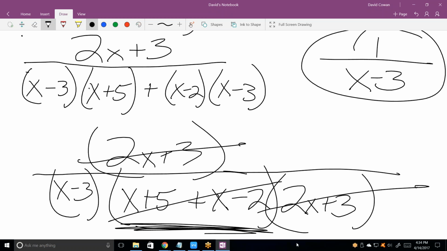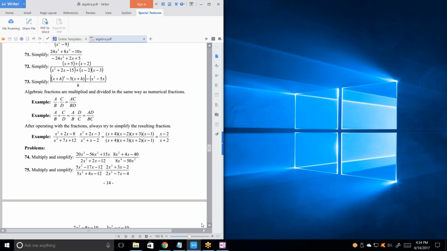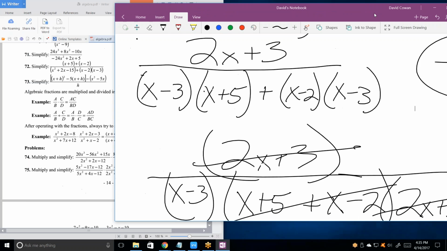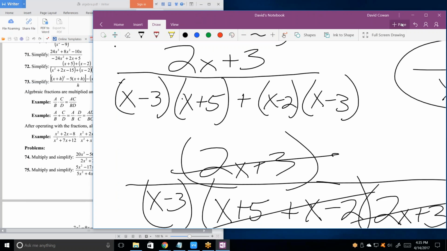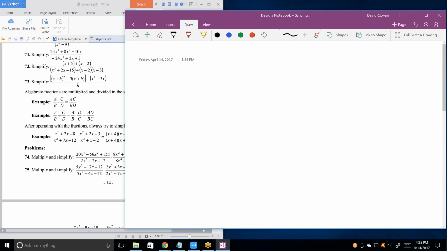Awesome. So a lot of times these problems you just kind of have to factor and simplify. In other words, factor and take down to its lowest process, or simplify. Let's look at 73.